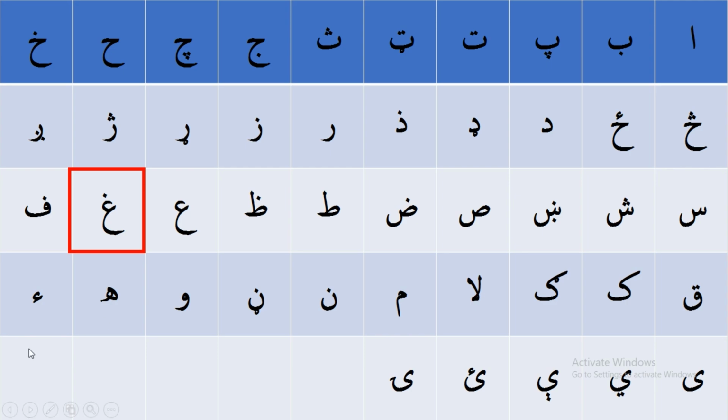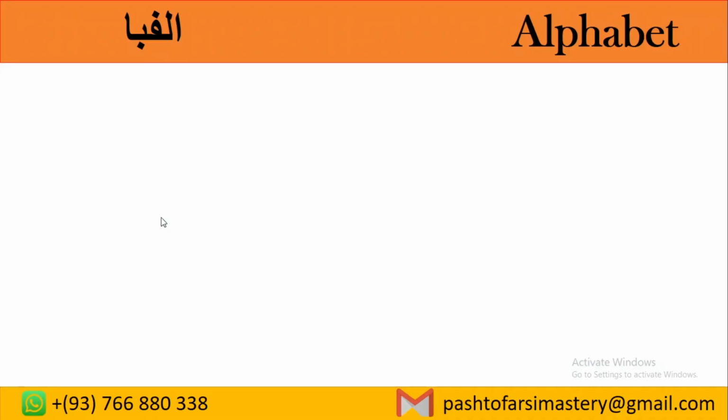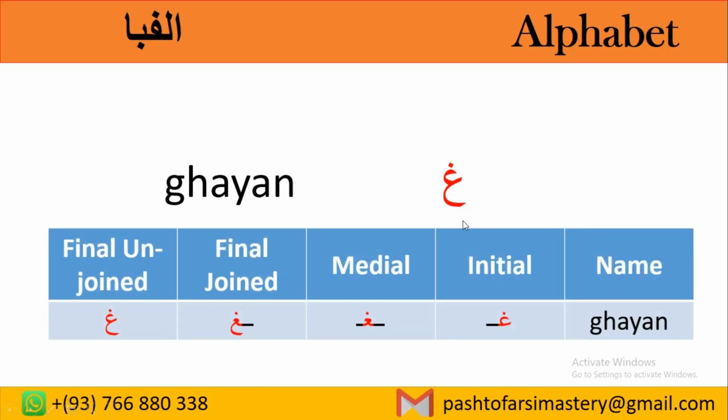Ghain is also from the same category, the same style as Ryan that we explained in the previous video. Now, the Ra sound in English, Ra. Initial style is this one, middle part is coming like this, final joint is this one, and final is this one.